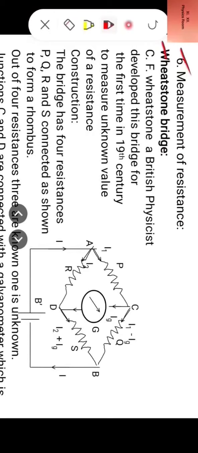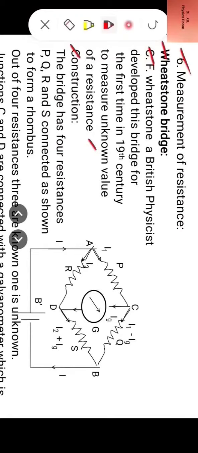Now introduction. C.F. Wheatstone, a British physicist, developed this bridge for the first time in 19th century to measure unknown value of a resistance.